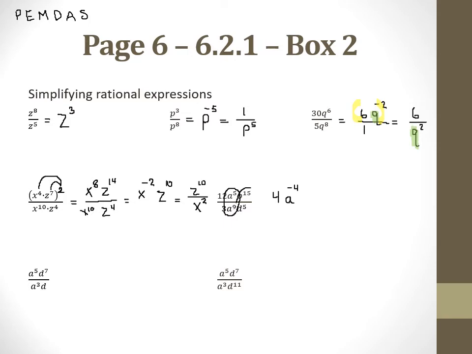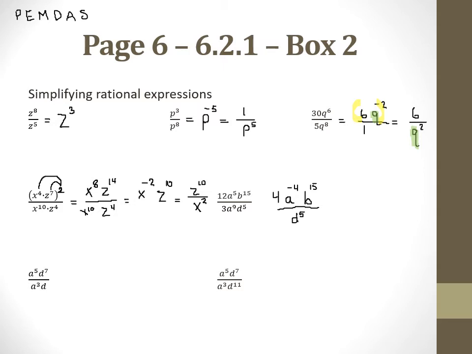And b to the 15th divided by d to the 5th. Those are not like terms. We can't combine the b and the d. So we just leave the b to the 15th where it is, and we leave the d to the 5th where it is.